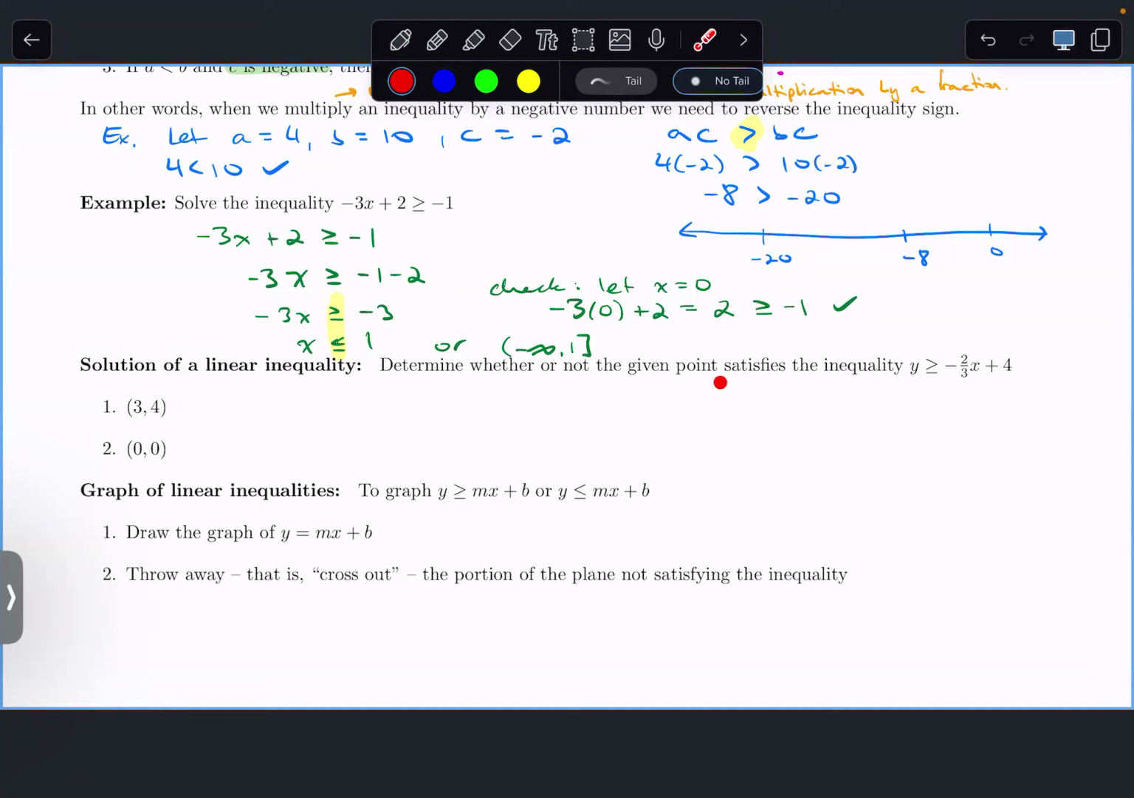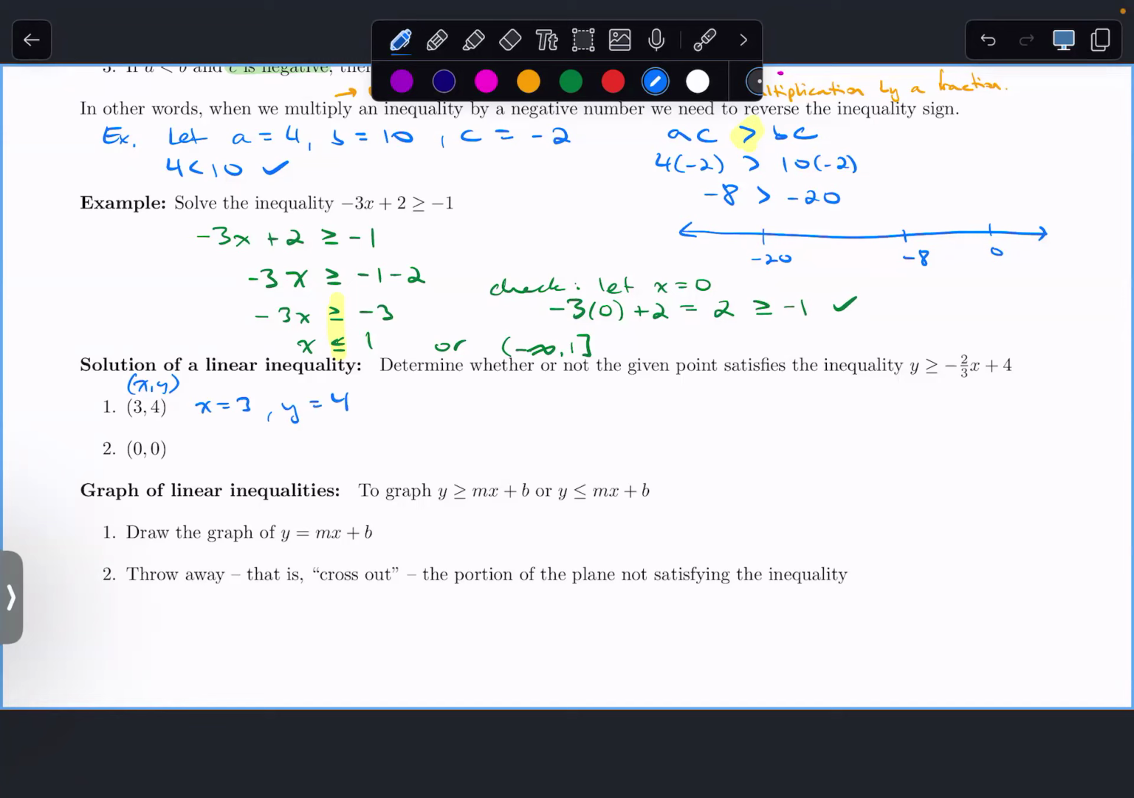Determine whether or not the given point satisfies this inequality. So we have y is greater than or equal to negative 2 over 3 x plus 4. So we have an xy coordinate, right? And so I'm given a value of x and a value of y, and we need to see if it's true or not. So I have x is equal to 3 and y is equal to 4.